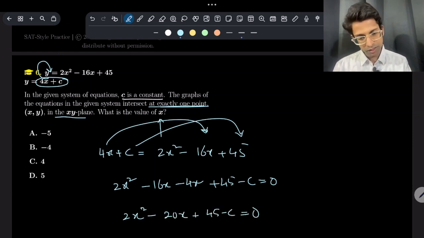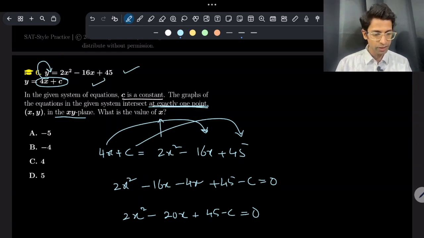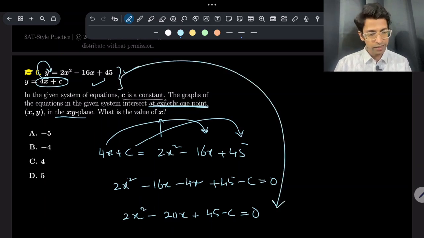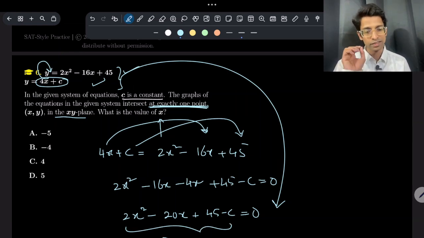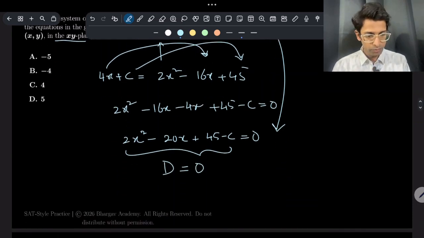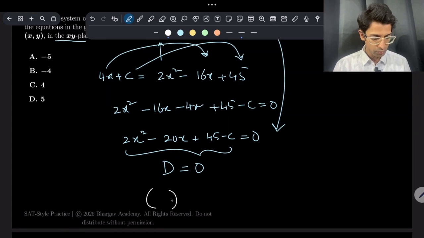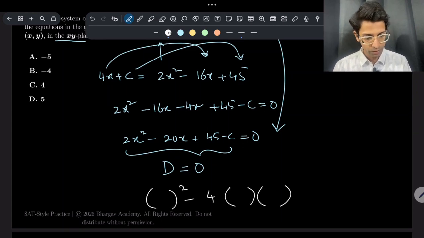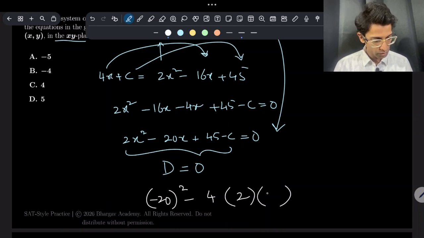The original question is, he has given you the two equations and the condition is they should meet exactly at one point. So once you reduce these two equations into a quadratic like this, the condition becomes that this quadratic's discriminant should be equal to 0 because it is exactly at one point. So this quadratic should be touching the x-axis at only one point. The discriminant is b square minus 4ac. B is minus 20, a is 2, c is 45 minus small c. This should be equal to 0.